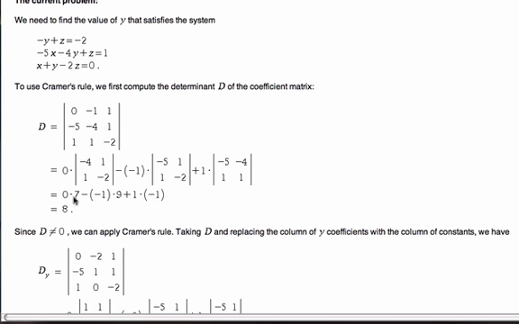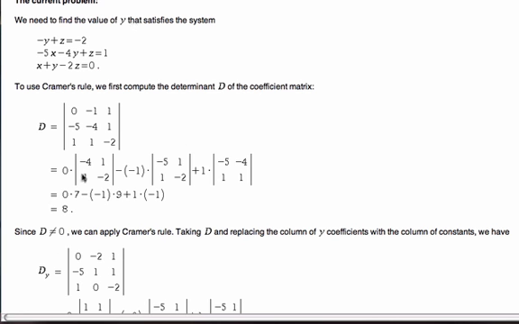0 times 7 is 0, minus a negative 9, so that's going to be plus 9, and then plus a negative 1. So 9 plus a negative 1 is 8. And this is the value we're going to use for D. So we know D does not equal 0, and we were asked to solve this equation for y, so we need the D sub y.